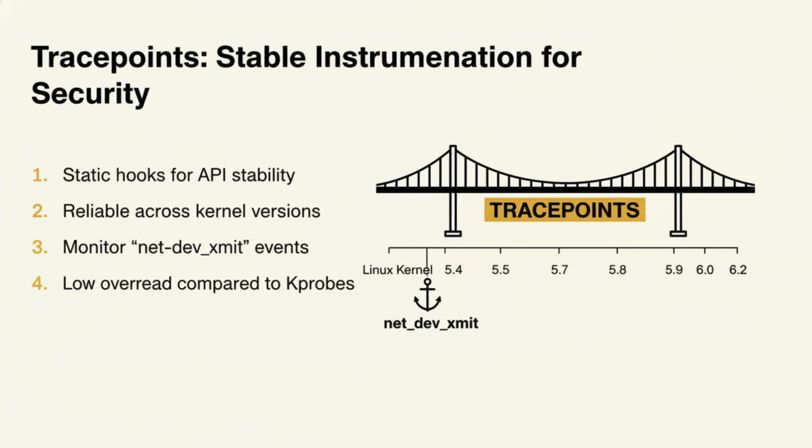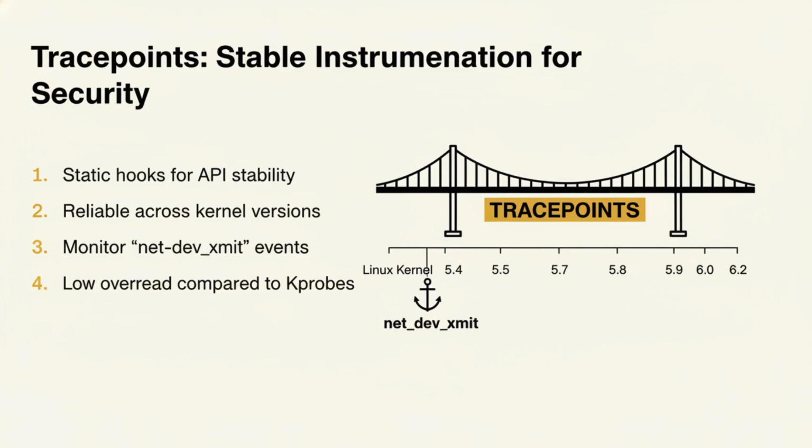When monitoring, we have a choice between K-probes and tracepoints. For security architects, tracepoints are the gold standard. Unlike K-probes, which are dynamic and can break when the kernel version changes, tracepoints are static hooks placed by kernel developers. They offer a stable API. This means your security probes written for kernel 5.4 will likely work on kernel 6.2 without modification.